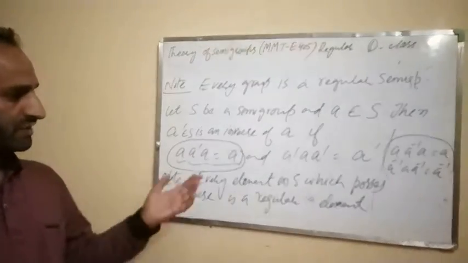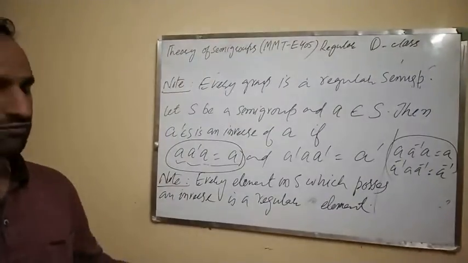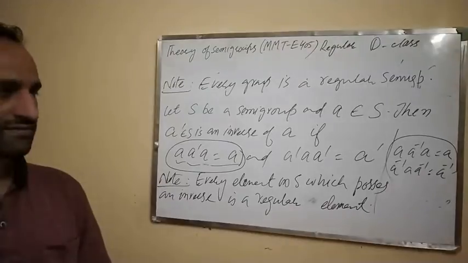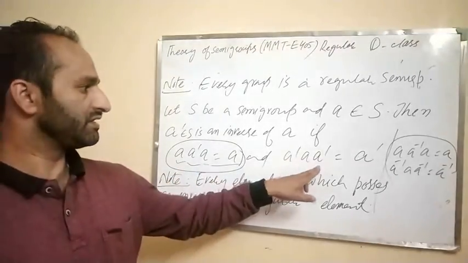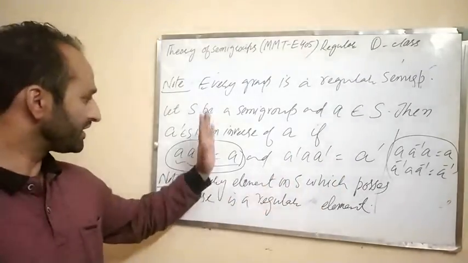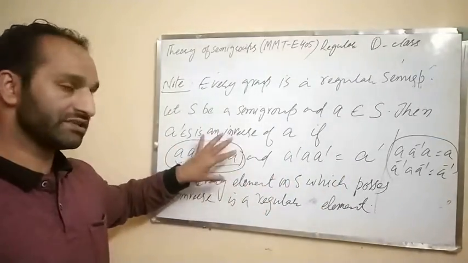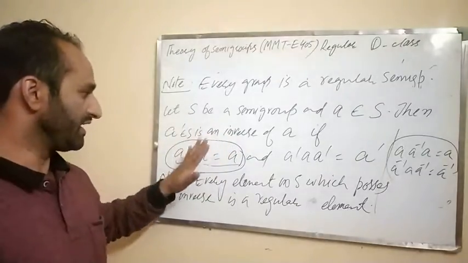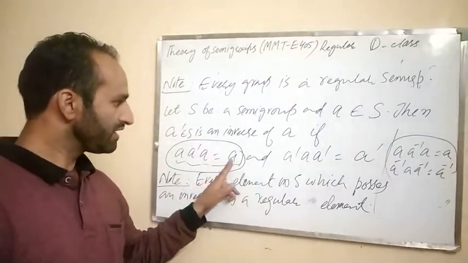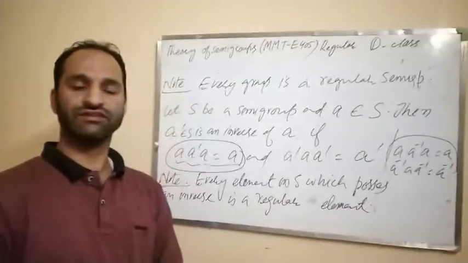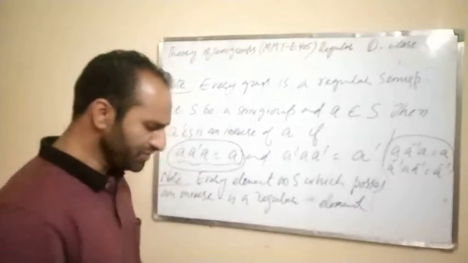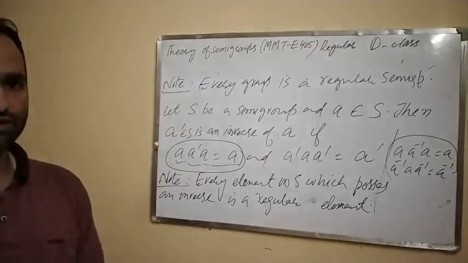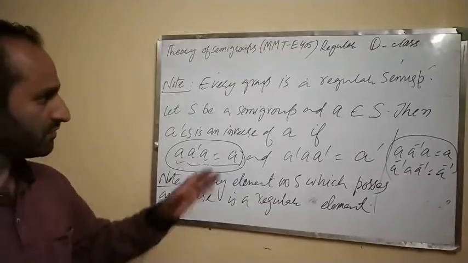Now we see the converse. Suppose a is a regular element. Can we say this a has an inverse? Can we find a' such that aa'a = a and a'aa' = a'? Suppose a is regular, then there is x such that axa = a. That's there. But I want to find such x such that axa = a and xax = x. Then I can say this a possesses an inverse. So if a is a regular element, how can we find its inverse, the semigroup inverse?